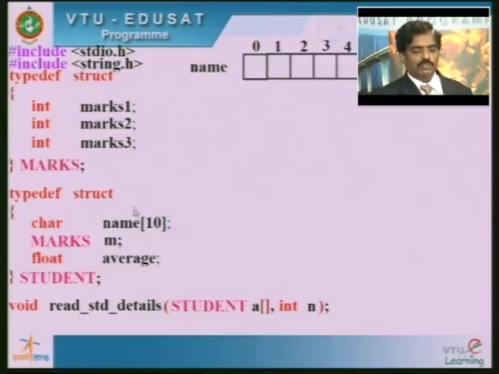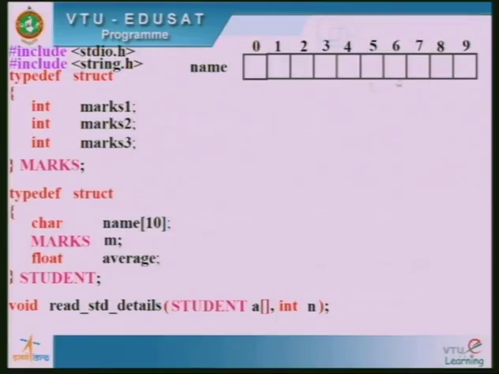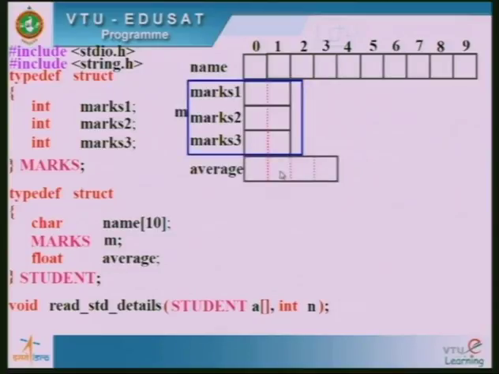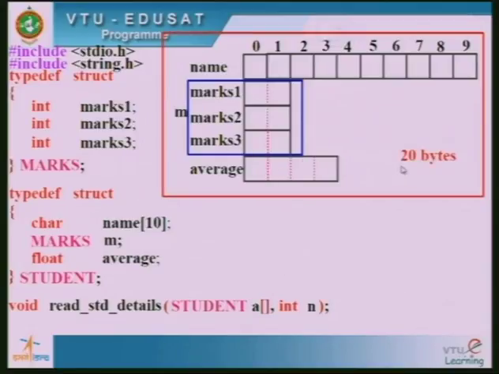Now tell me, what is the first field in the structure? We have name. It takes how many bytes? 10 bytes. And then what do we have? Marks 1, 2 bytes, marks 2, 2 bytes, marks 3, 2 bytes, and finally average, which takes 4 bytes. So this is the entire structure. What is the name of the structure? And what is the size of the structure? Here it is 20 bytes. See here, 10 plus 6, 16, 16 plus 4, how much? 20 bytes. So the size of this structure is 20 bytes.